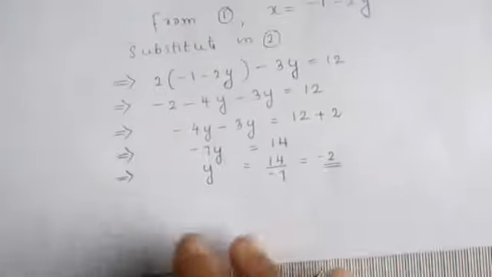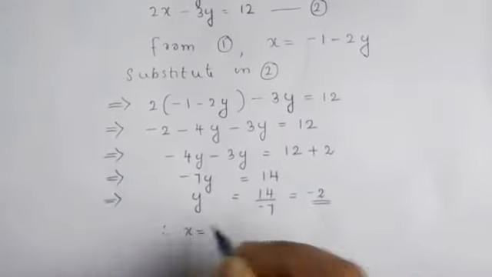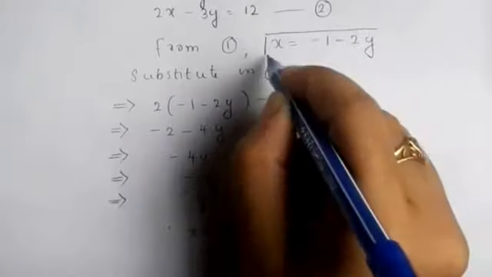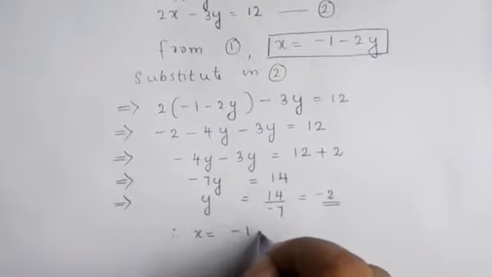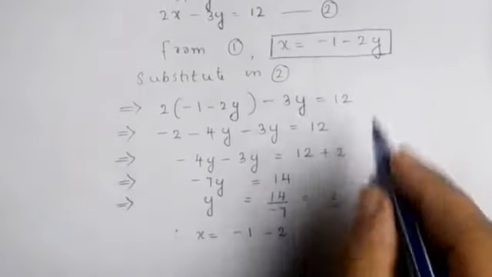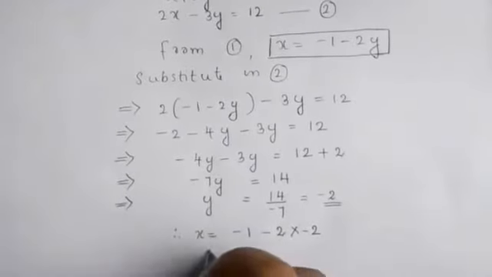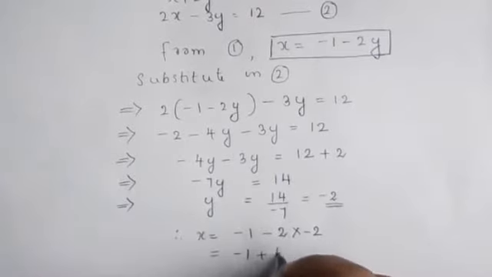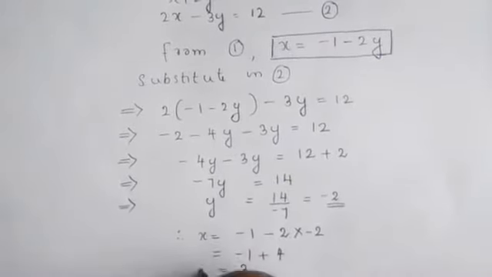Next, you should find out the value of x. So therefore, x is equal to, which one do you have to select? This one. What is our x? Minus 1 minus 2y. What is y? It is minus 2. So you will get minus 1, minus 2 into minus 2, what is that? It is plus 4. So x is equal to 3.